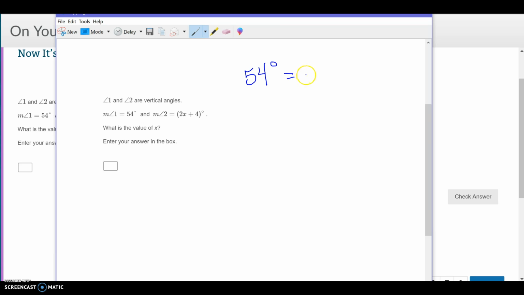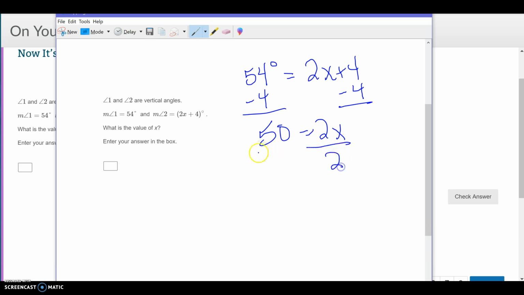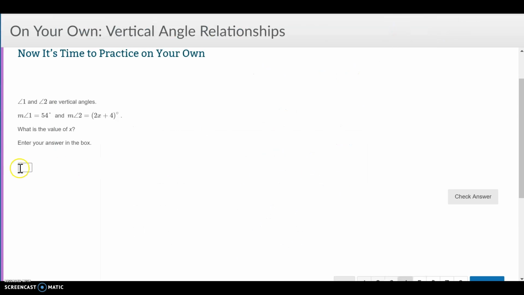And we know the measure of angle 2 is 2x plus 4. We also know they're equal to each other, so we could automatically just set this equal to 54 degrees. So we subtract 4 from both sides. That gives us 50 equals 2x. Divide by 2 on both sides. x equals 25. And they're asking just for the value of x. So that's what we'll give them.